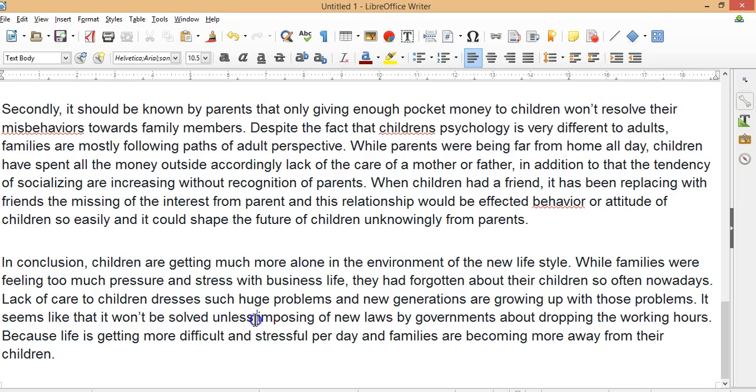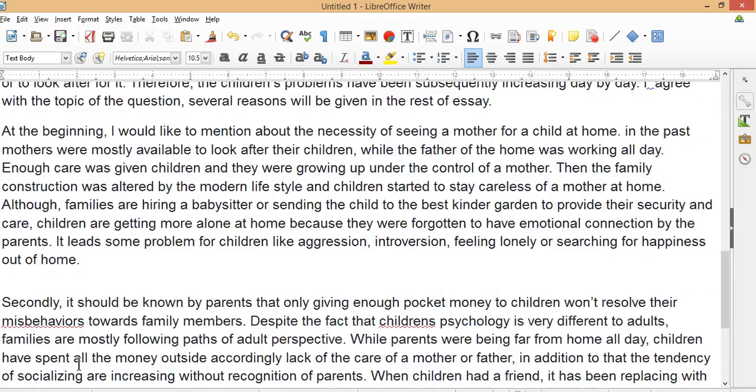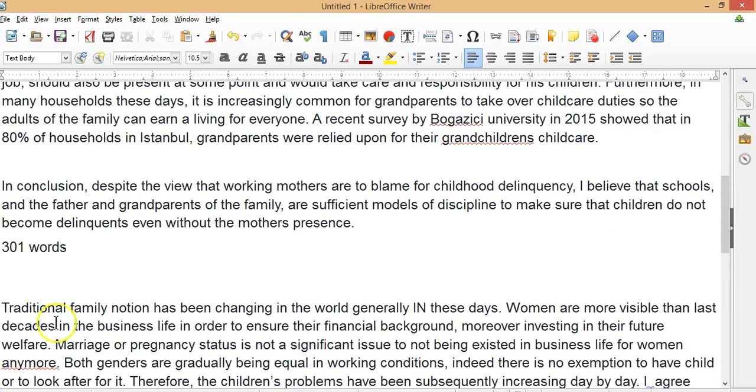Now you're introducing a new idea. Where's that come from? You're not supposed to introduce new ideas in your conclusion. You're only supposed to restate what you've said. Life is getting more difficult and stressful. Okay, well, that doesn't really conclude. So, right, let's take a look at an example.